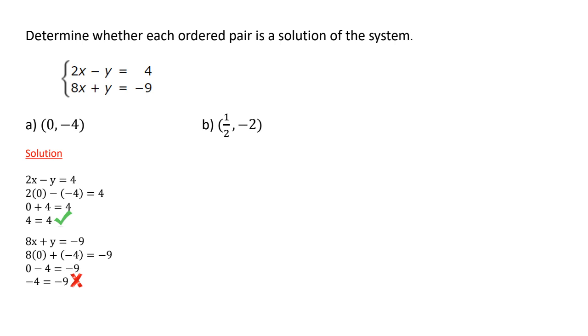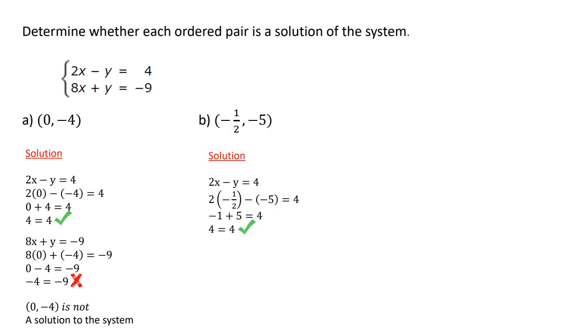So since it fails one, it's not a solution. Okay, so let's go ahead and do B. Let's do the same thing. We'll go ahead and plug it into the first equation. The x would be -1/2. The y would be -5.